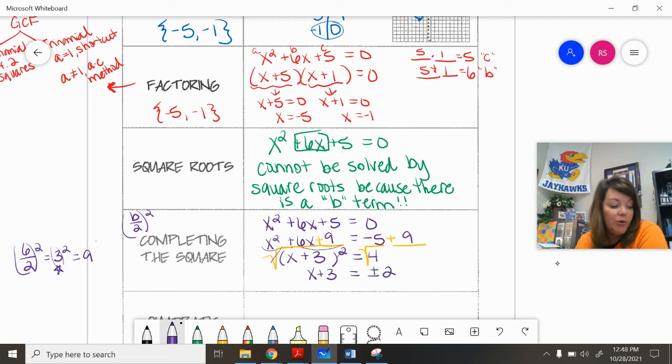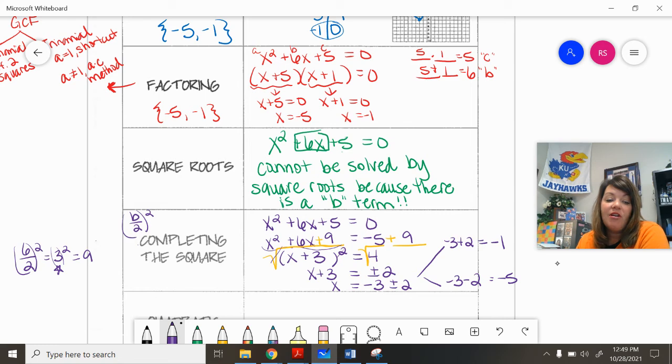So this is plus or minus 2. Then I'm not quite done because it doesn't say x equals yet. So I need to subtract the 3. So x equals -3 plus or minus 2. Let's separate this and get our two answers. -3 plus 2 is -1, and -3 minus 2 is -5.